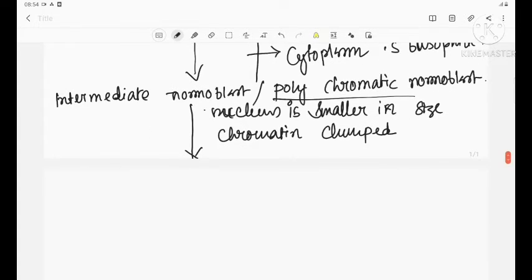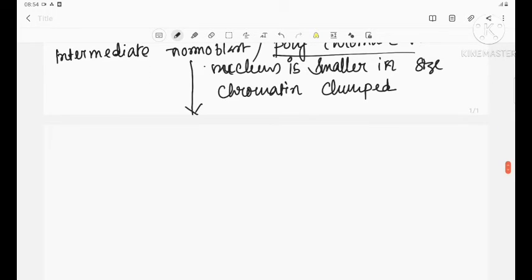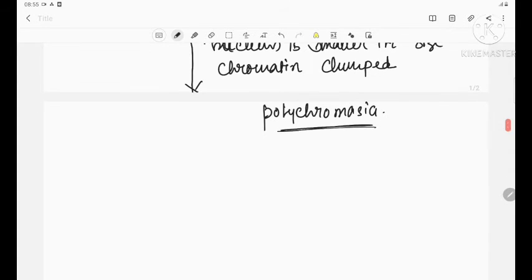Okay. So polychromasia is the staining property, the mixture of pink hemoglobin plus blue rRNA.